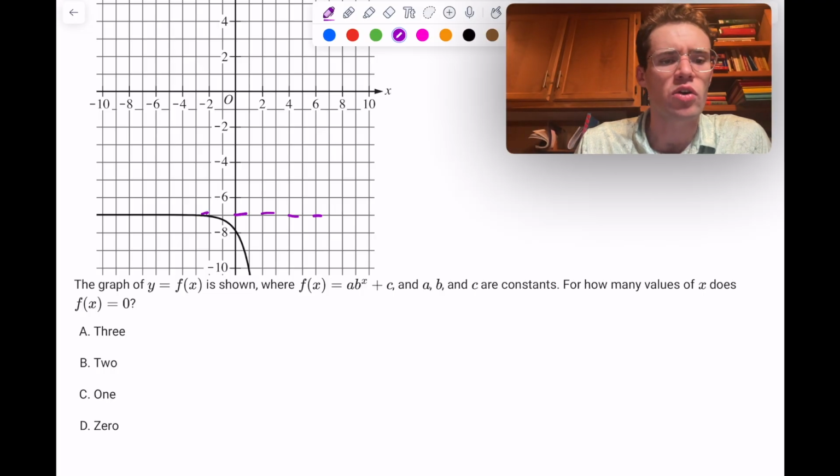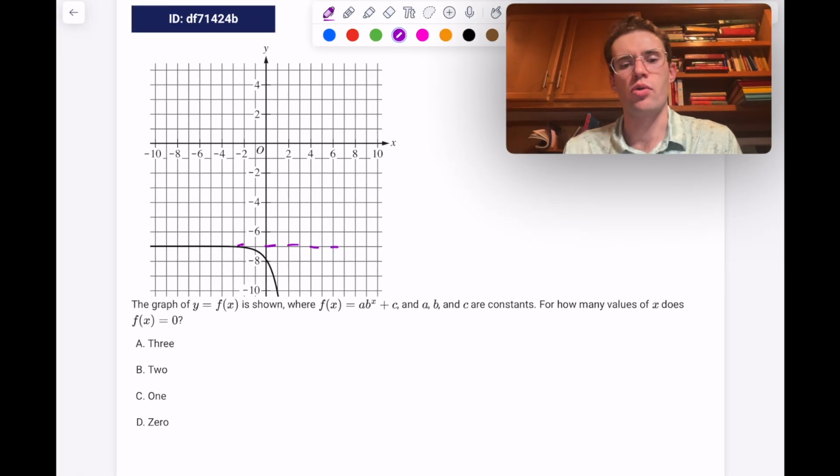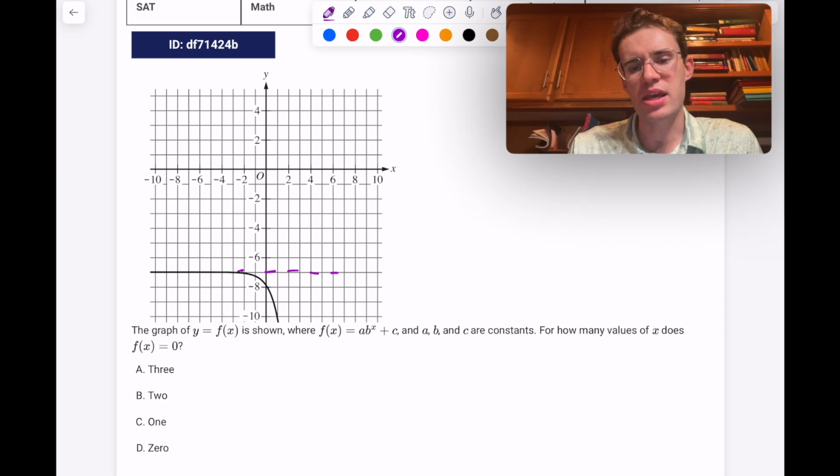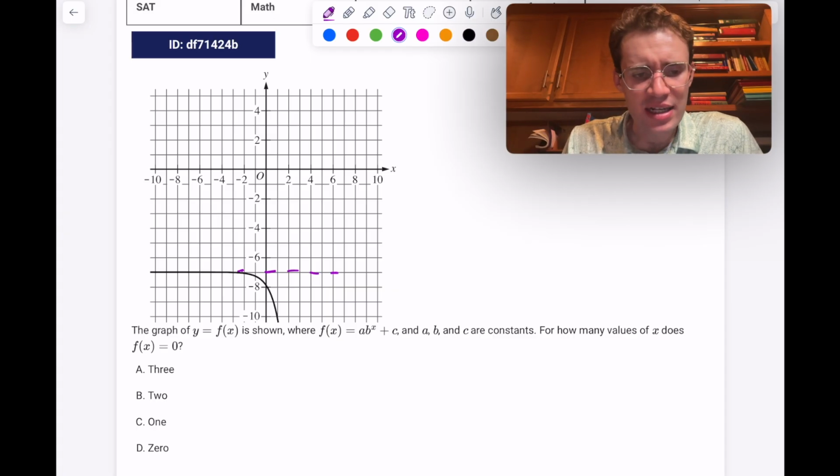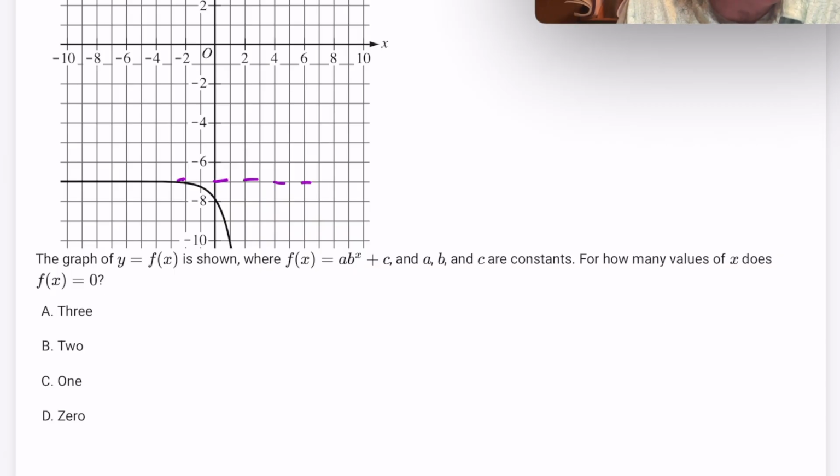distance between them. But the graph of y equals f of x is shown, where f of x equals a times b to the x power plus c, and a, b, and c are all constants. For how many values of x does f of x equal 0? Doesn't look like it ever is equal to 0. All right, well, if there is a horizontal asymptote here, then never, right? Then it's never going to actually get up to the y value being 0.